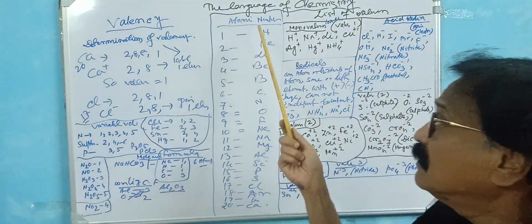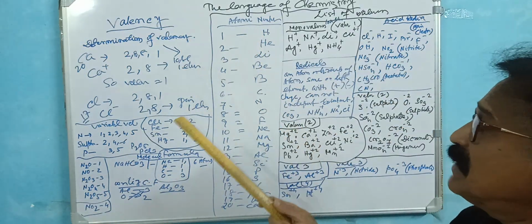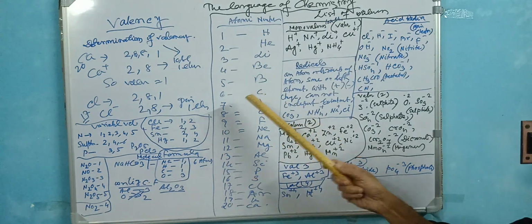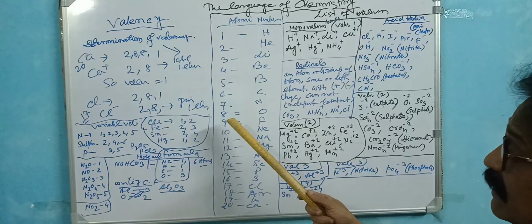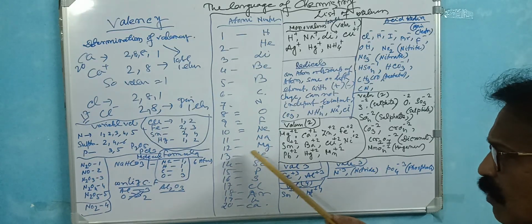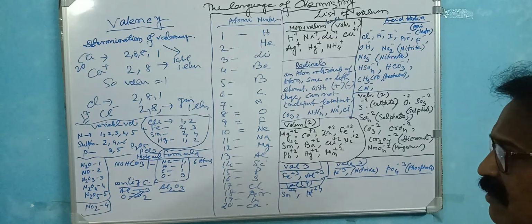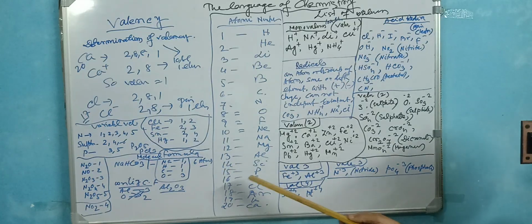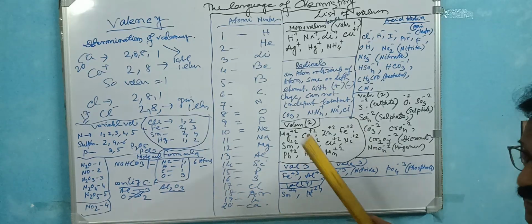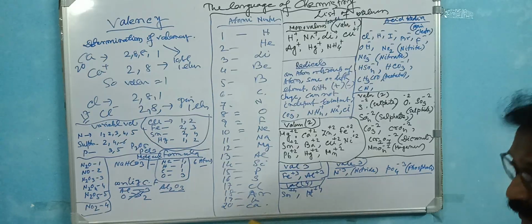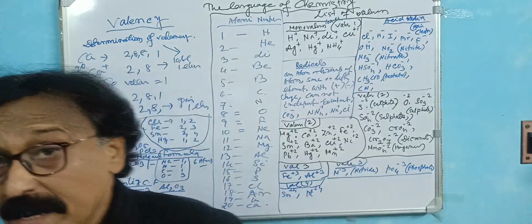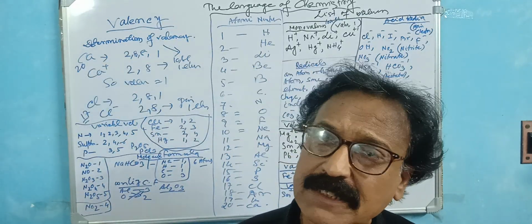1 is hydrogen, H stands for hydrogen. 1 is hydrogen, 2 is helium, 3 is lithium, 4 is beryllium, 5 is boron, 6 is carbon, 7 is nitrogen, 8 is oxygen, 9 is fluorine, 10 neon, 11 sodium, 12 magnesium, aluminum 13, silicon 14, phosphorus 15, sulfur is 16, chlorine is 17, argon is 18, and 19 is potassium, 20 is calcium. This is the list. This is actually the atomic number. On the basis of this, all these things follow.